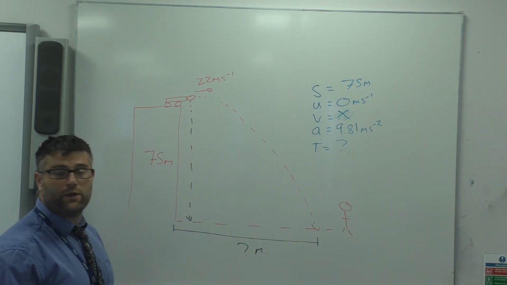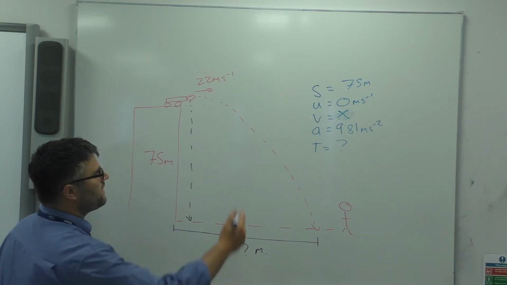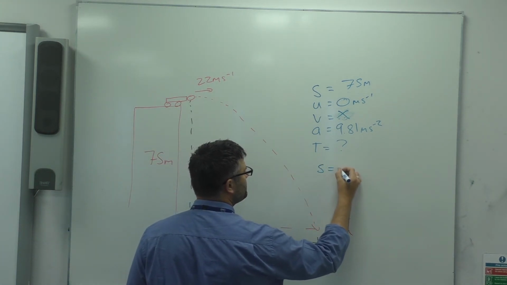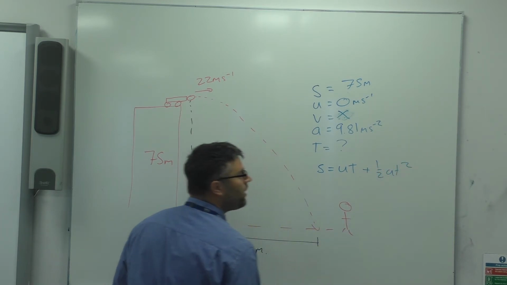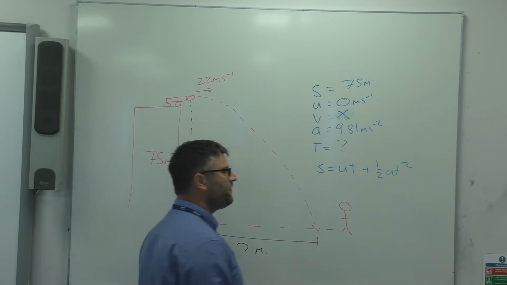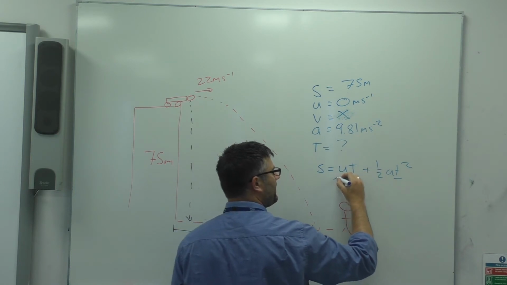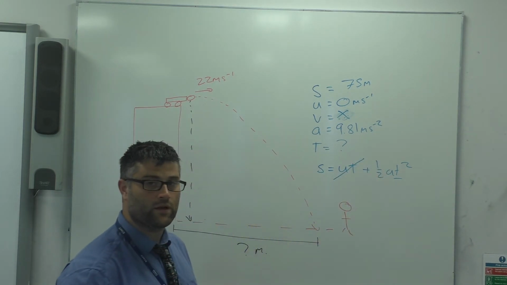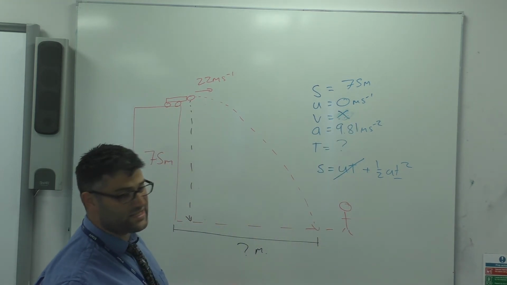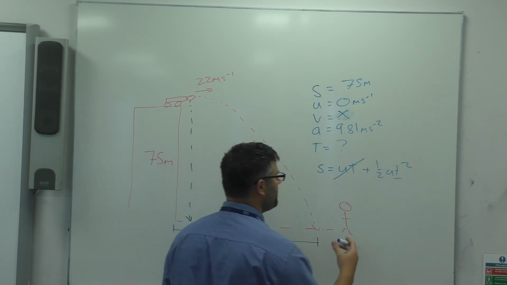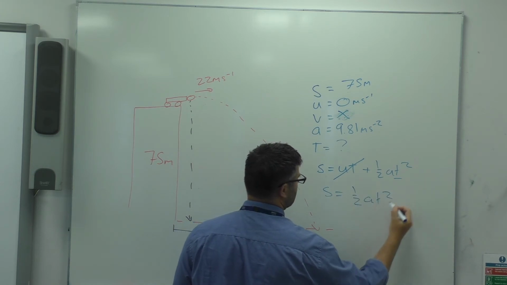So, which SUVAT equation am I going to use? I'll give you it. We're going to use s equals ut plus a half at squared, quite simply because I want to find out the time. We haven't got v, we haven't got t. We can get rid of ut because u is 0. So anything times by 0 is 0, so we're not going to have that term. So we end up with s equals a half at squared.